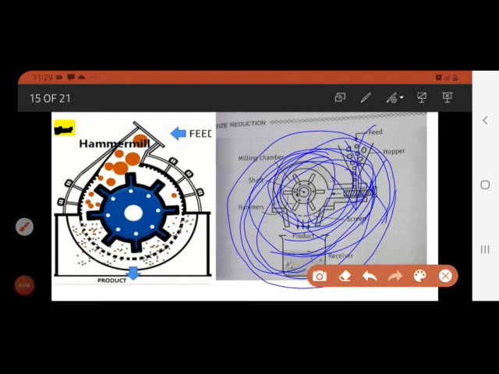That's it. And then application: it is useful for powdering of crystals and filter cake.